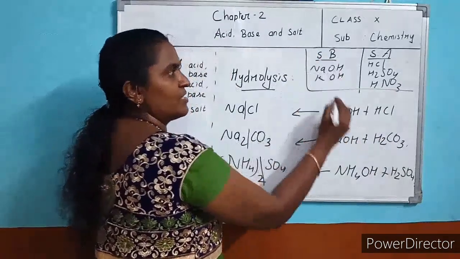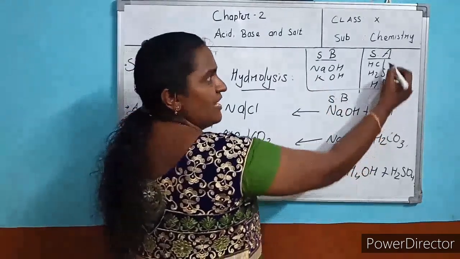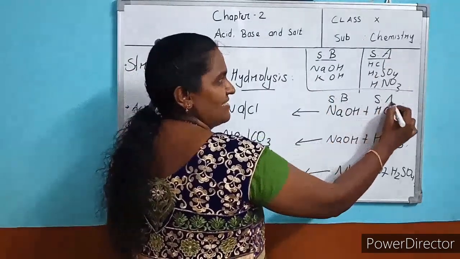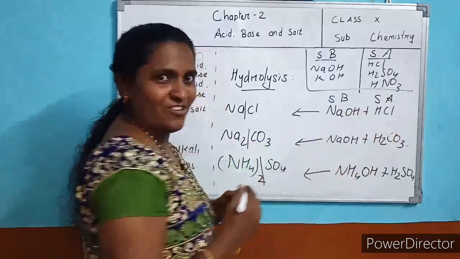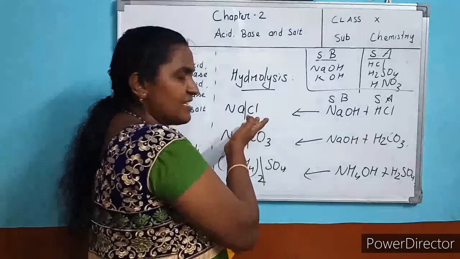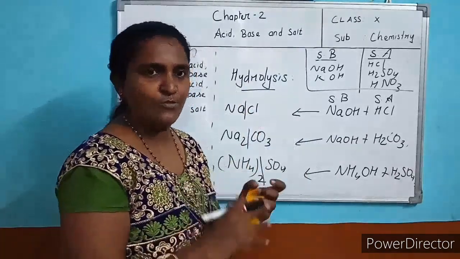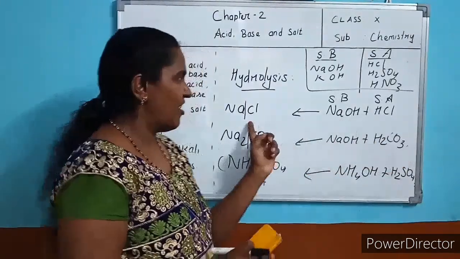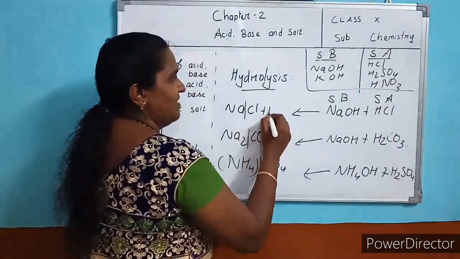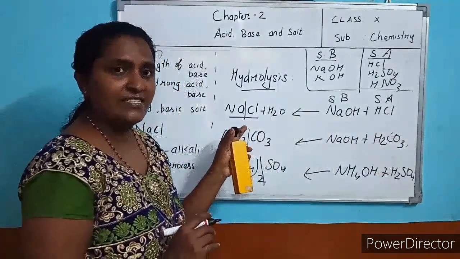NaOH is what type of base? Strong base. Hydrochloric acid is strong acid. If both are strong, acid also strong, base also strong, then the salt formed is neutral. Base with acid gives salt and water. The salt formed, what type of salt is it?